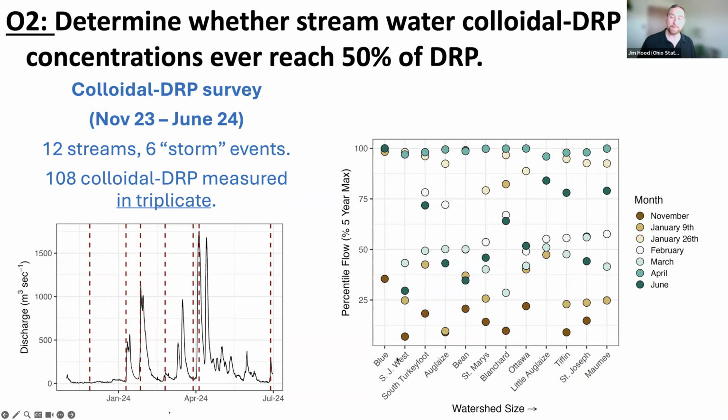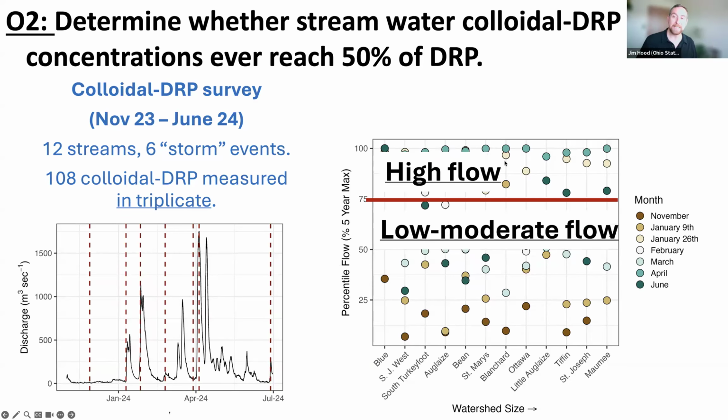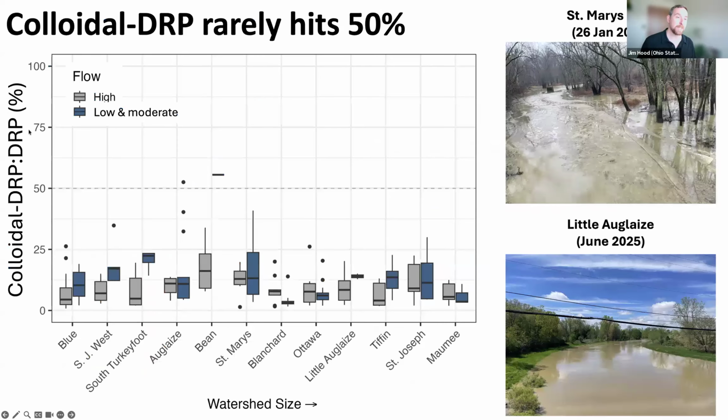And this shows our samples for all these creeks versus percentile flow when she sampled. What we found is that some portion of these were during high flow events relative to the 5-year maximum, and others were during lower, more moderate flow events. And so our data is shown here. This is percent colloidal phosphorus. We have it for when flow was high and when flow was low and moderate.